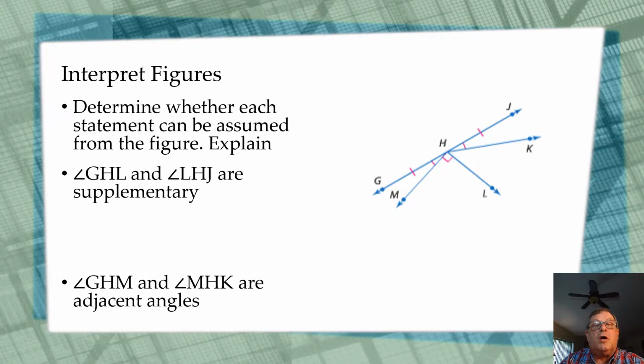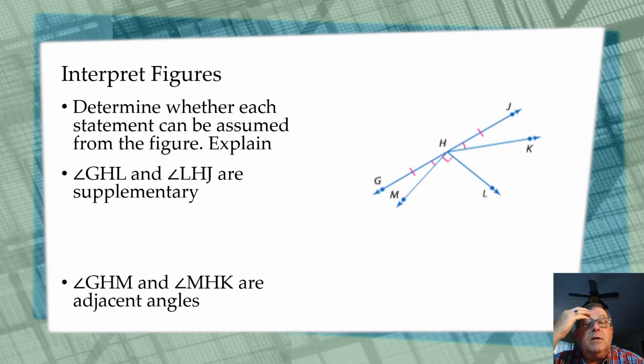And our instructions here, and always you want to read your instructions: determine whether each statement can be assumed from the figure, and then explain. All right, so the first one is that angle GHL and angle LHJ are supplementary.